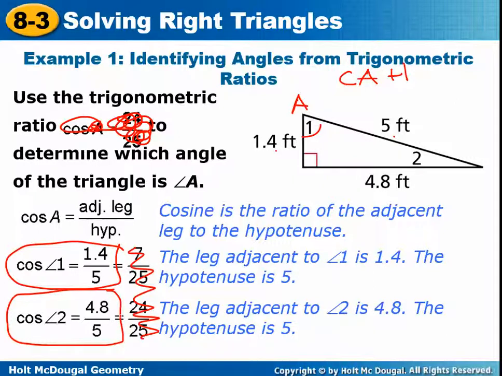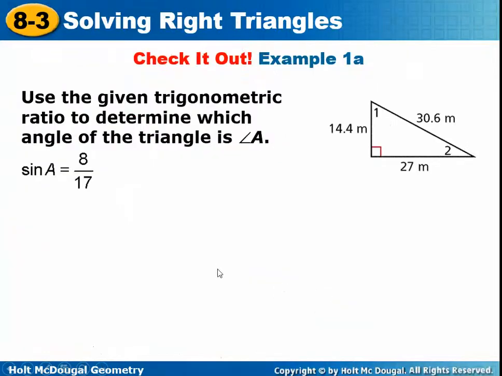What we will be doing then is using our calculators to find the angles, angle 1 and angle 2. All right, so in this one, to determine which angle of the triangle is angle A, it's kind of a bizarre problem.